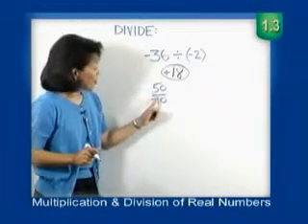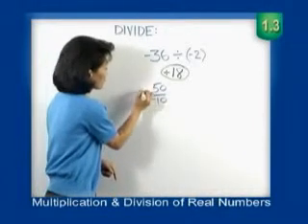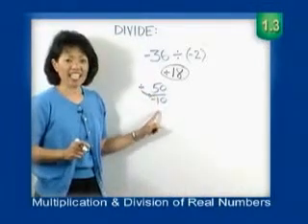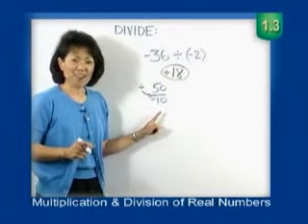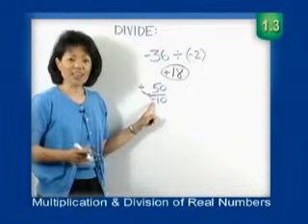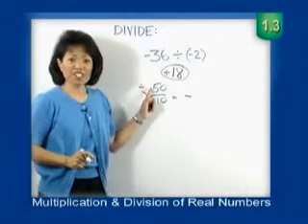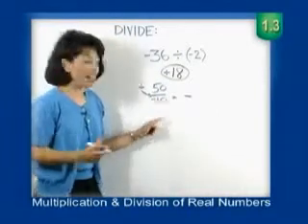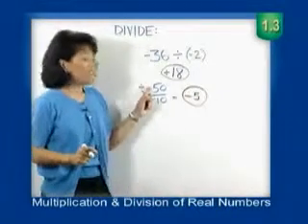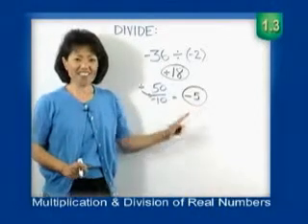Remember that when we see a fraction bar, that represents the operation of division. So this really means 50 divided by negative 10. Again, count the number of negative signs. 1. 1's an odd number. That tells us that the quotient will be negative. 50 divided by 10 is 5. So this tells us then that 50 divided by negative 10 is equal to a negative 5.